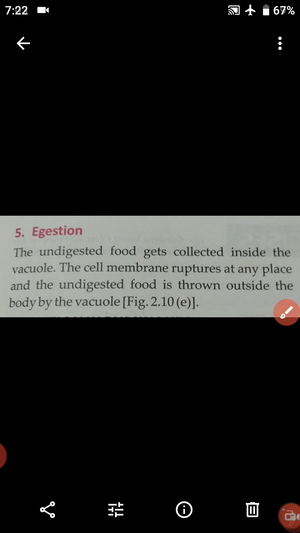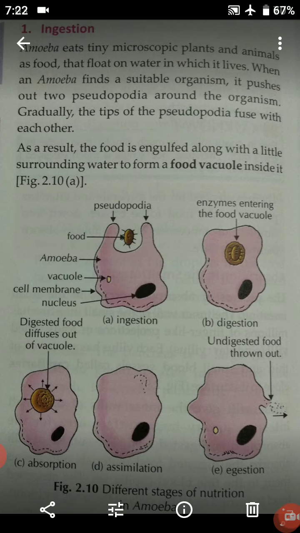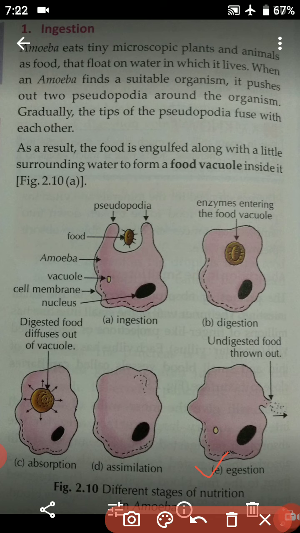So here in the image of egestion it is shown that this cell membrane is rupturing. That means it will rupture and then the undigested food will just go away. Okay, it will go out of the body of the amoeba. Okay students, so I hope it is clear to you.